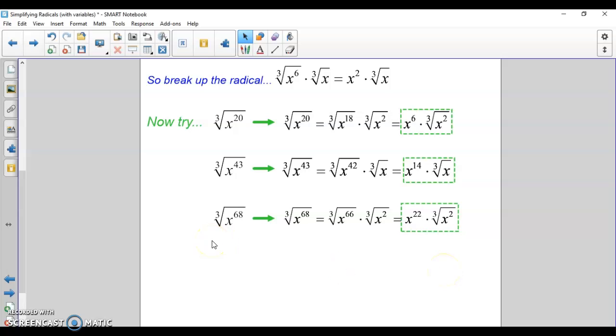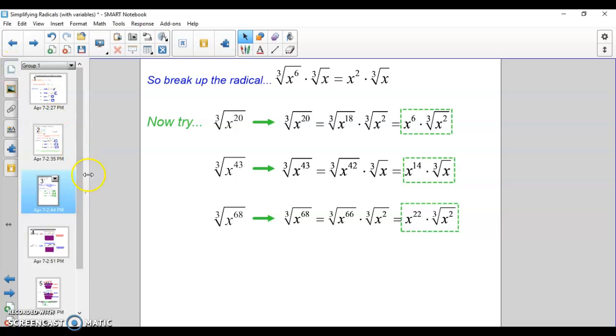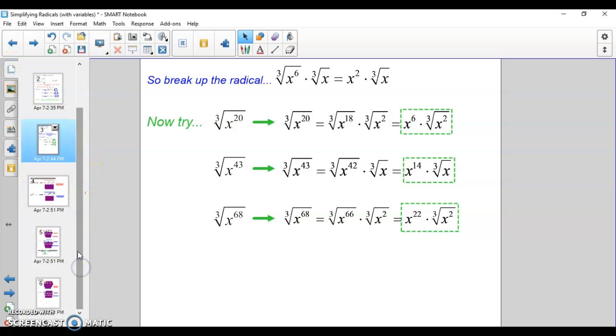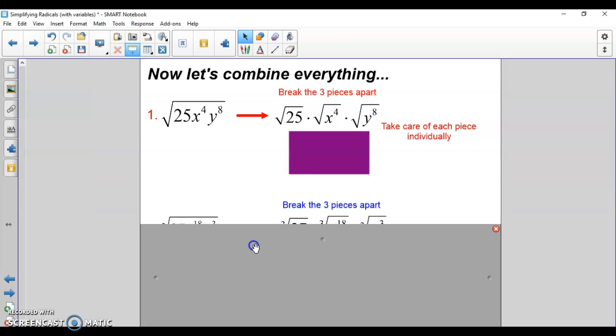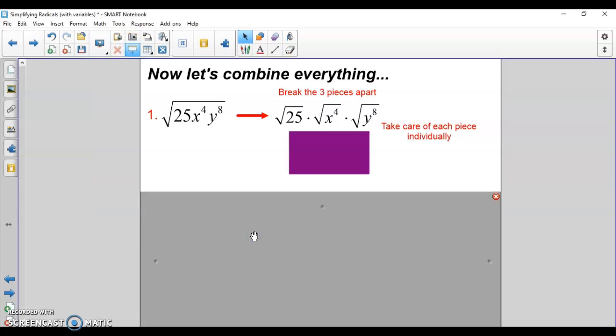Now, next couple slides, next few examples, we're going to be combining everything here. So let's look. First one, I have square root of 25 x to the 4th y to the 8th. We have multiple terms inside the radical, not just single terms like we've been looking at. So I break apart the 3 pieces. I have a 25, I have an x, and a y. So I break those 3 apart and take care of each piece individually.